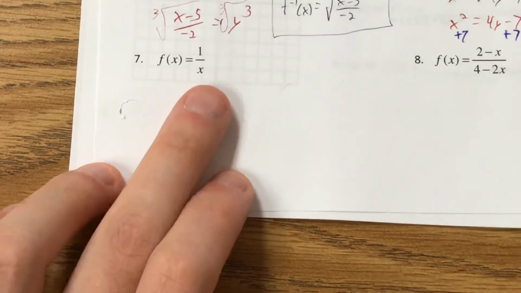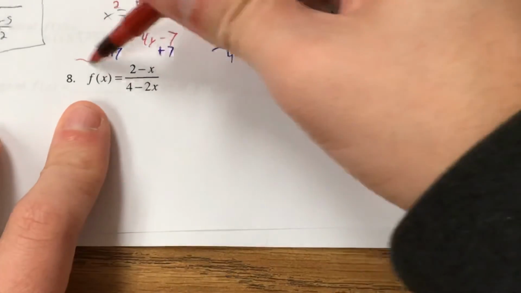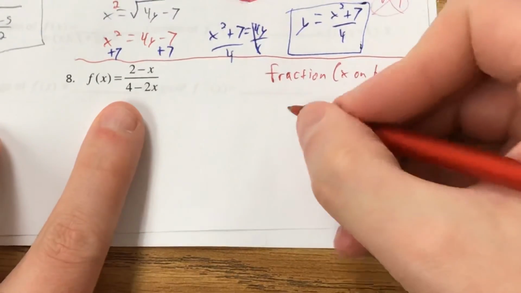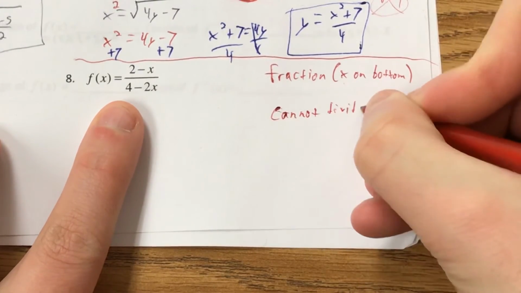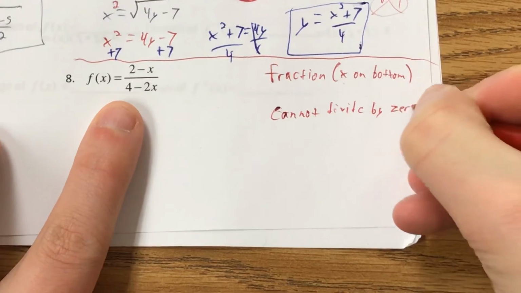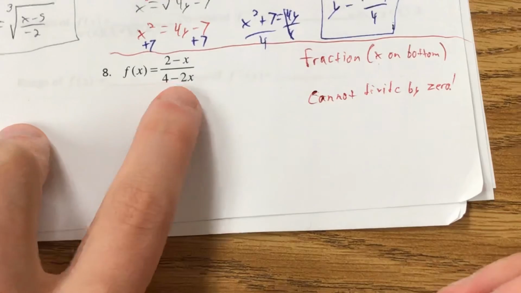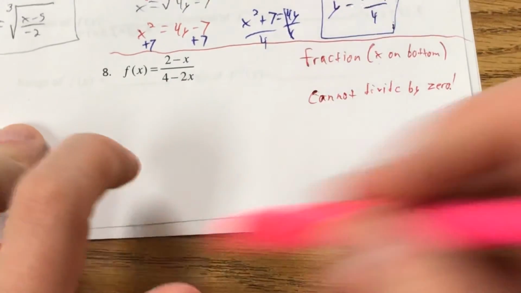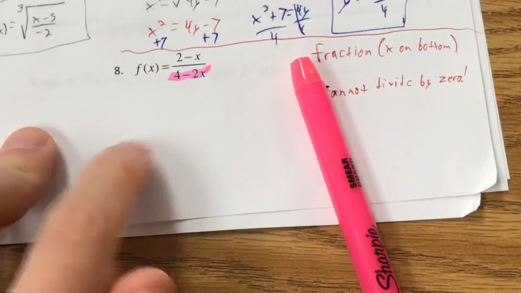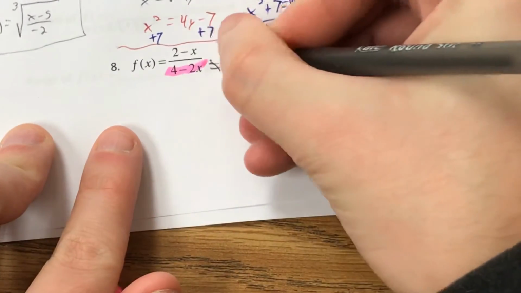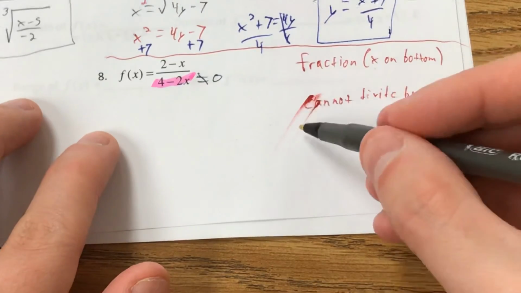So here, we'll do 8 first. The other part, like I said, is when there's a fraction on the bottom, and that has to do with the fact that you cannot divide by 0. Exclamation point, because it's important. Since you cannot divide by 0, that means the bottom right here cannot equal 0, because if it did, you'd be dividing by 0.